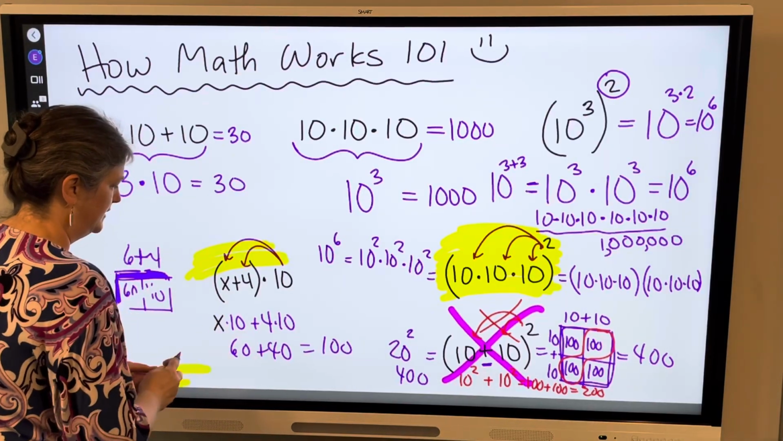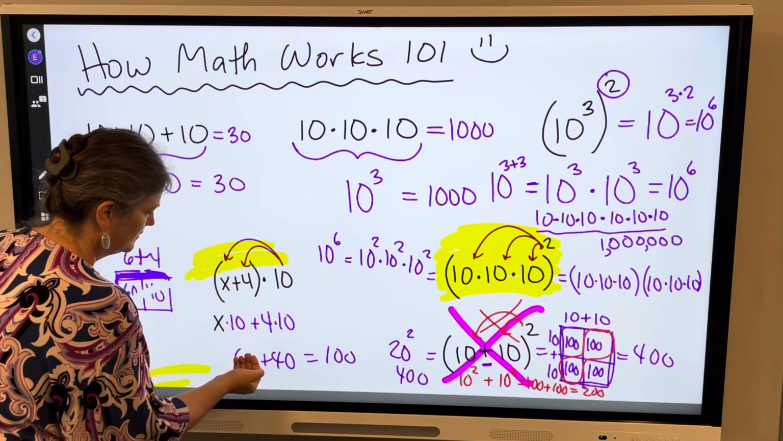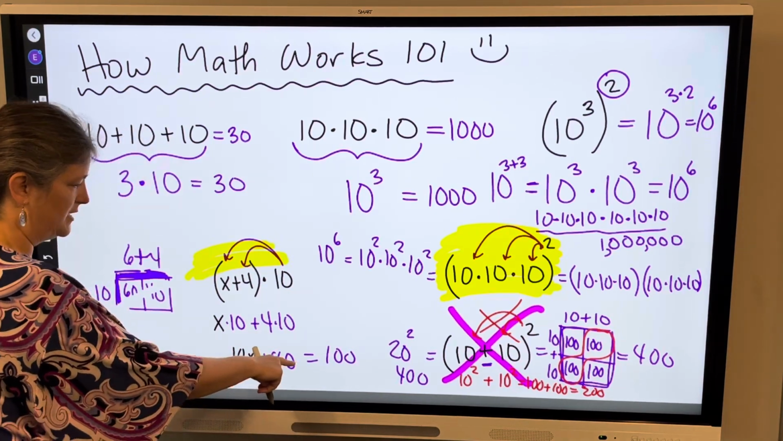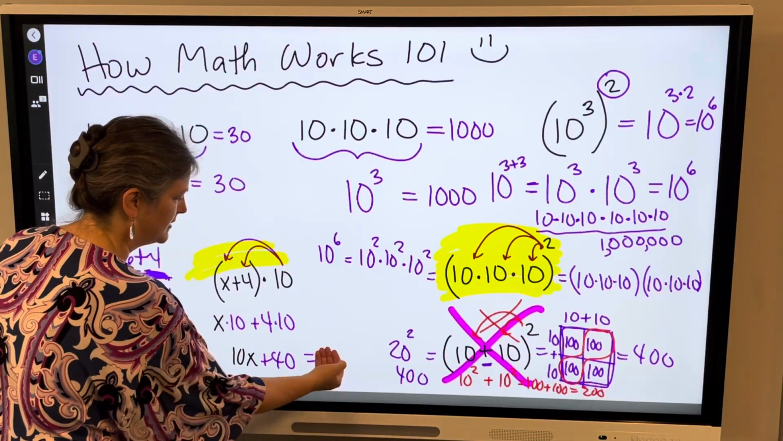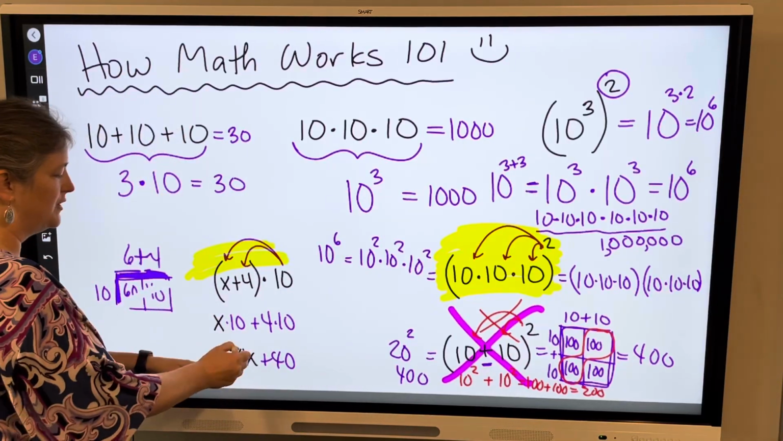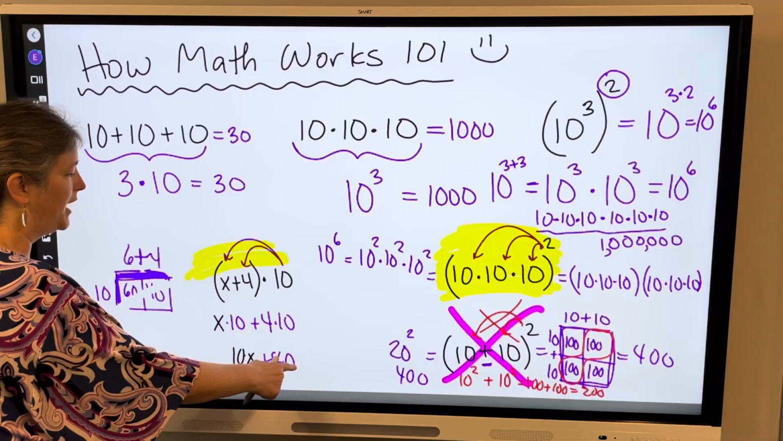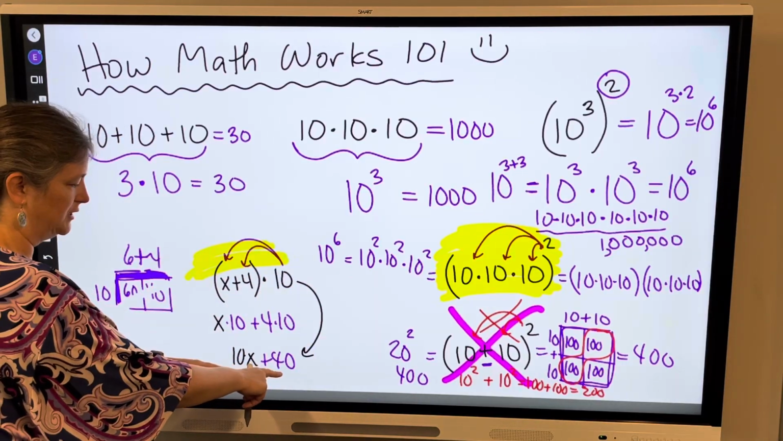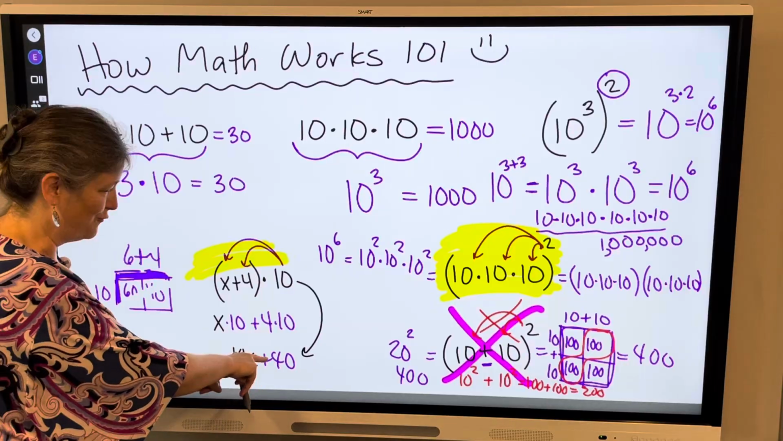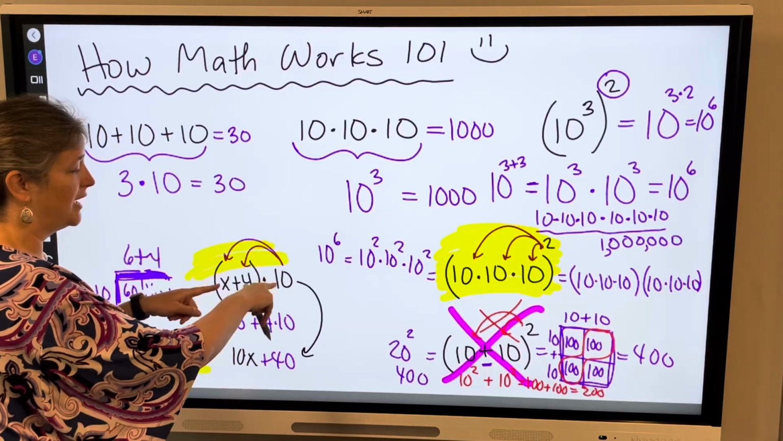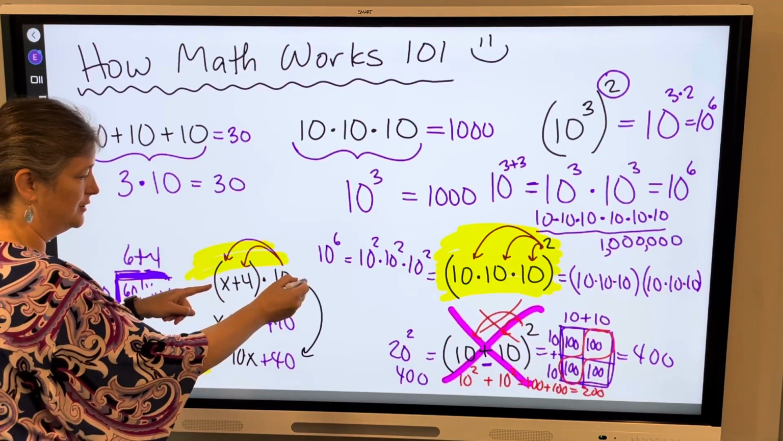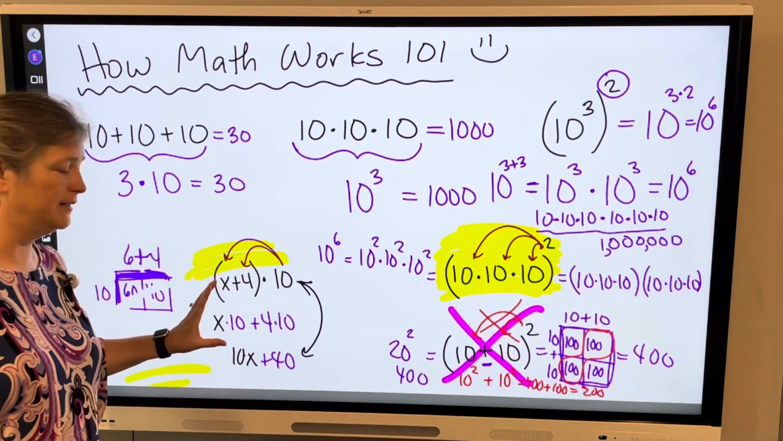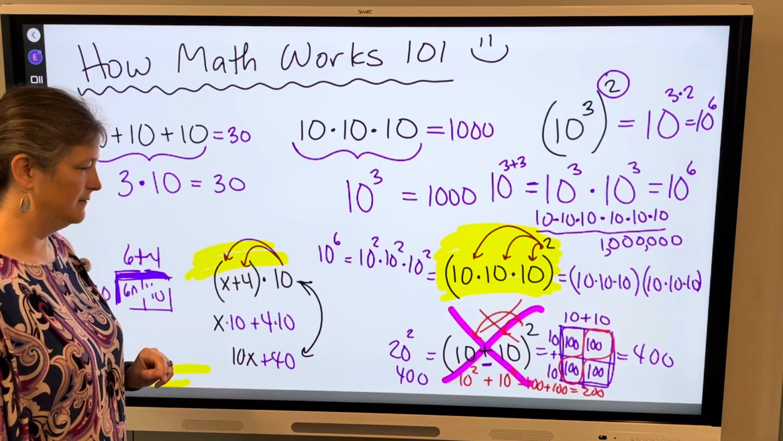X times 10, and so this is now 10x plus 40. And it no longer has a value. I can't evaluate until I know what x is. But this expression is equal to that expression. This would be standard form. This would be factoring out the GCF. So we can go back and forth in this way, and that's a really fundamentally important algebra skill.